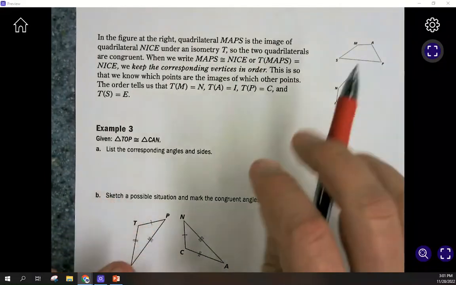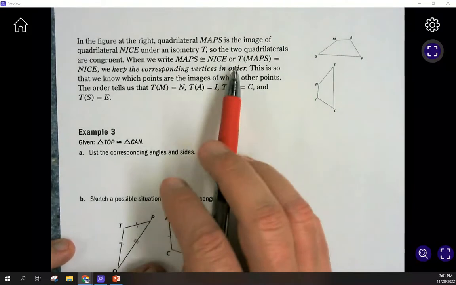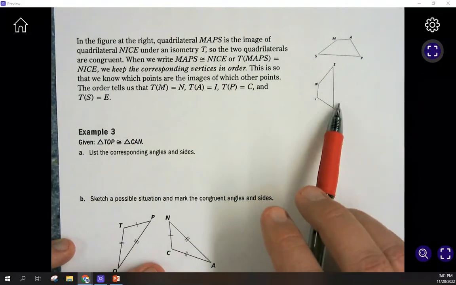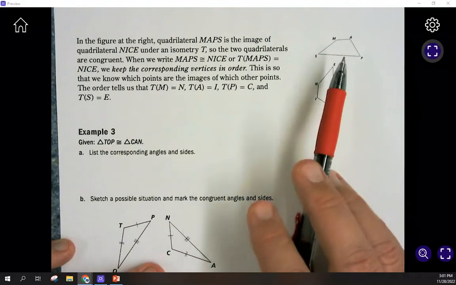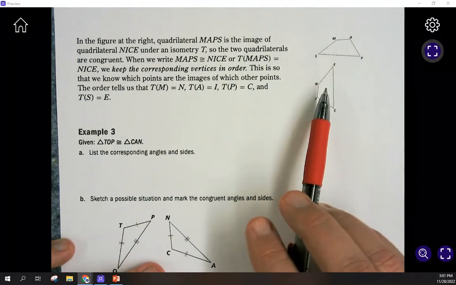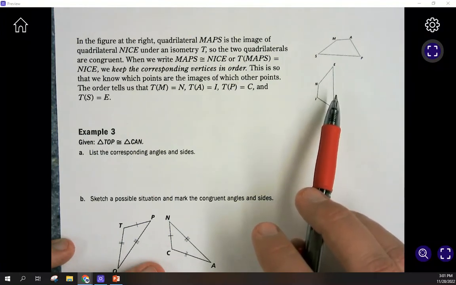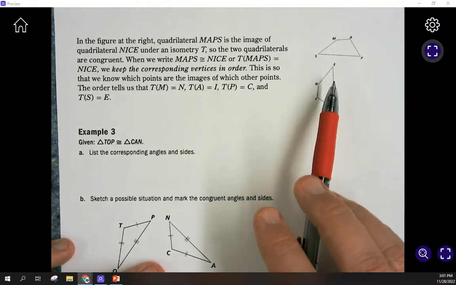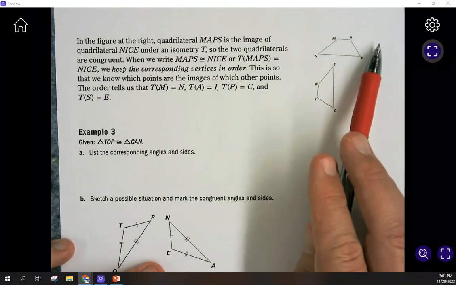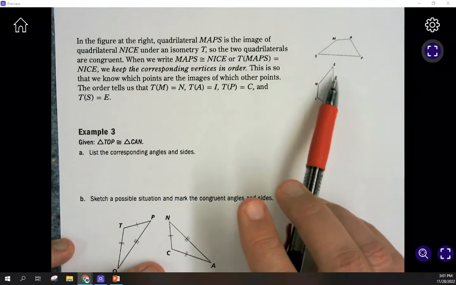So the figure at the right, we have quadrilateral MAPS, and that's the image of quadrilateral NICE. So if we look at this, it's flipped over a little bit. The orientation is off. This is not just a rotation. It's flipped and then it's slid up there. This is some kind of glide reflection. All right. It's not an obvious one where it just goes up and flips over. It's going to have a line that's, let's see, it's going to have to flip kind of this way. There's a line like this.